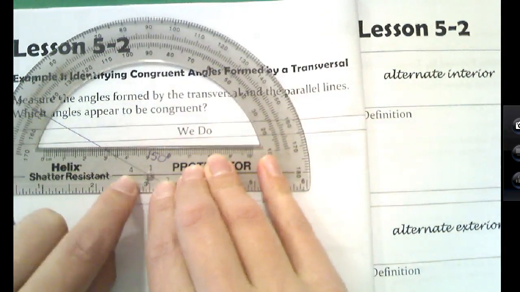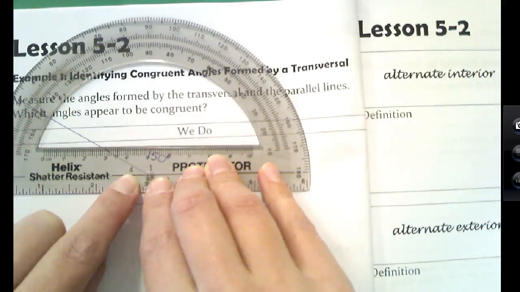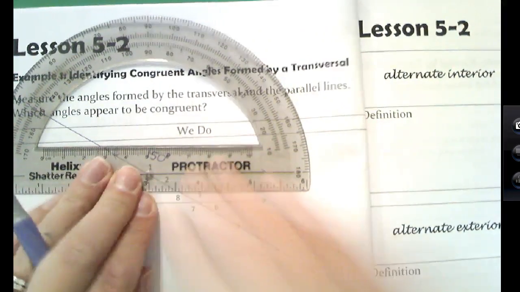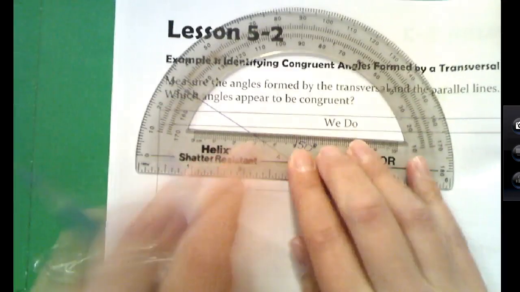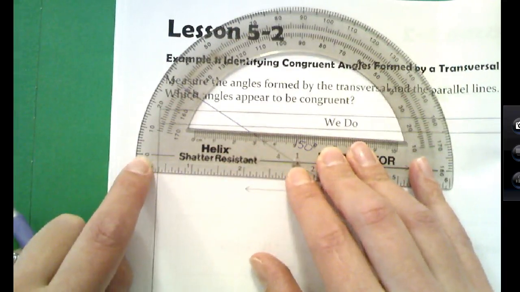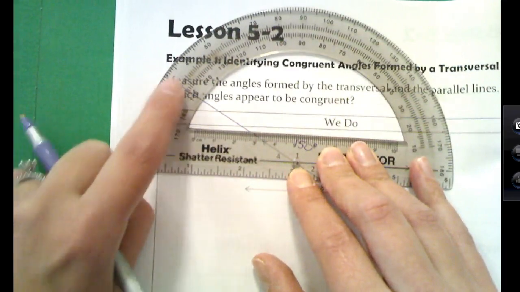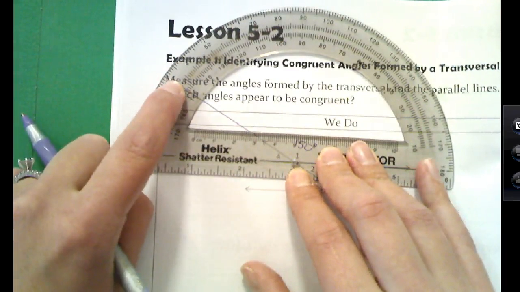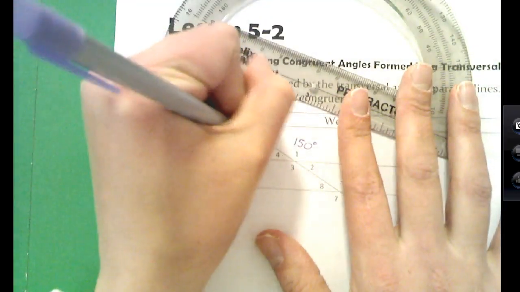And this time, I want to measure angle 4. So do you see how angle 4 starts over here on the left, actually? So I'm going to go over here to the left. And for angle 4, I'm going to start at 0. And I'm going to count 10, 20. Where does that end up at? 30. So angle 4 is a 30-degree angle.